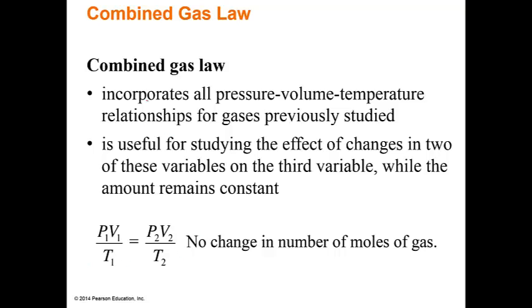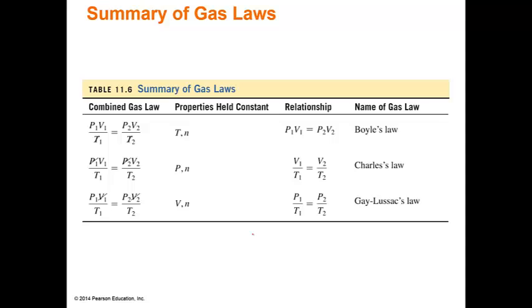Okay, cool. Combined gas law incorporates all pressure to volume to temperature relationships for gases previously studied. It is useful for studying the effects of change in 2 of the variables on the 3rd variable while the amount remains constant. Remember, moles don't change, so the amount must remain constant for this to work. All right, so we got P1 times V1 over T1 equals P2 times V2 over T2. No changes in the number of moles in the gas.